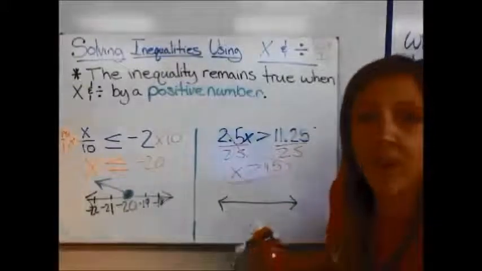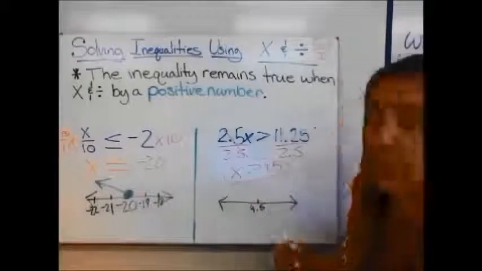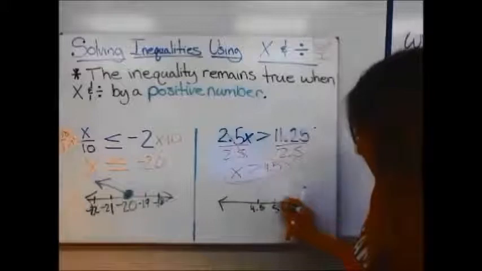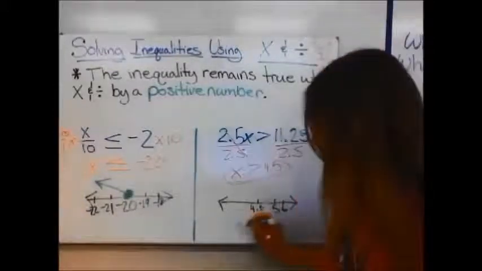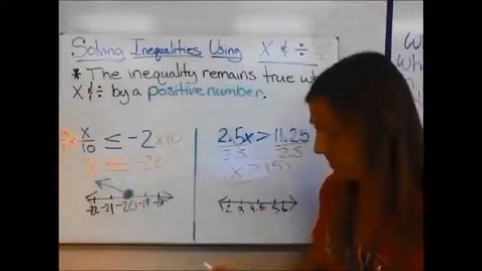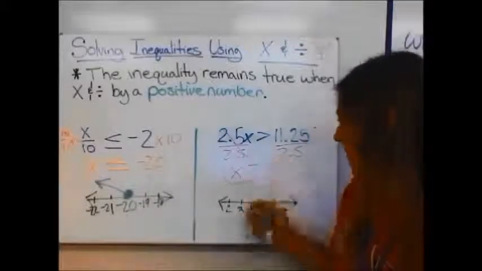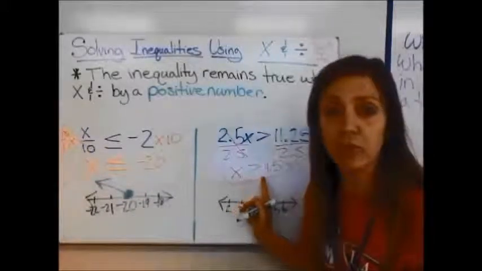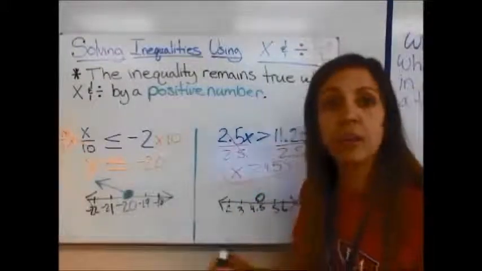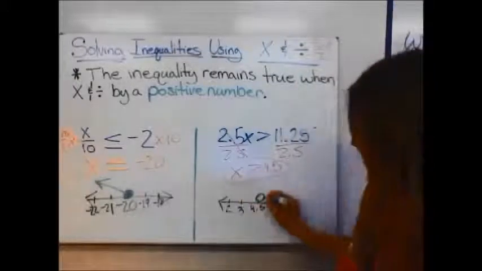I'm going to put 4.5 right in the middle of my graph. Numbers greater than 4.5 go to the right. Numbers less than 4.5 go to the left. I'm going to draw an open circle because of the symbol. And I'm going to point my arrow in the direction that means greater than, which is to the right, because x is greater than.